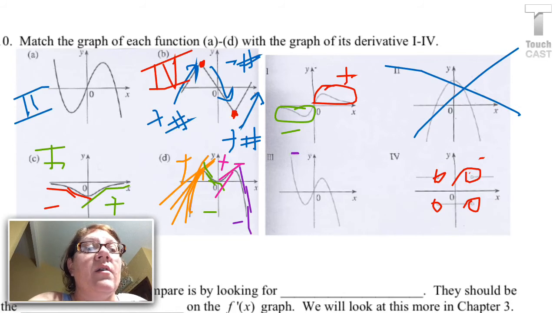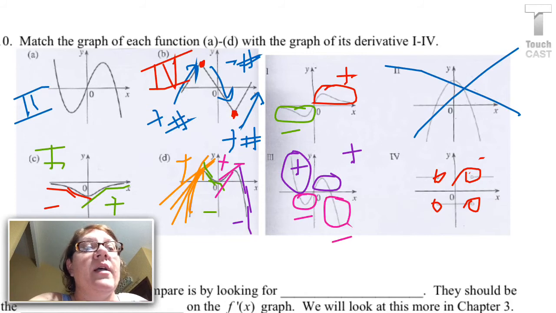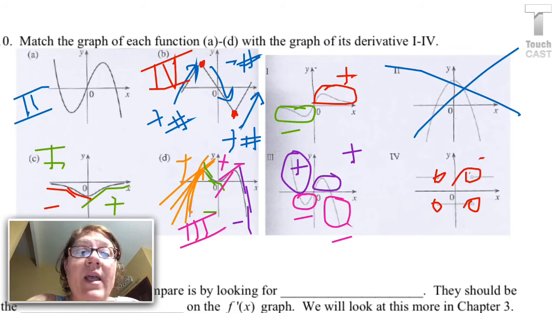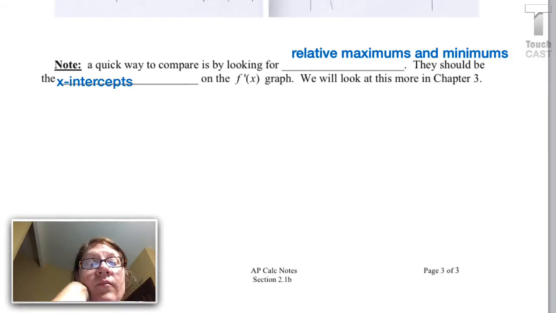And so let's check. Oh, that's definitely positive. It's above the x-axis. And this is definitely negative. It's below the x-axis. And this is definitely back to positive. It's above the x-axis. And this is definitely back to negative. It's below the x-axis. So it does match with Roman numeral 3. Yay!